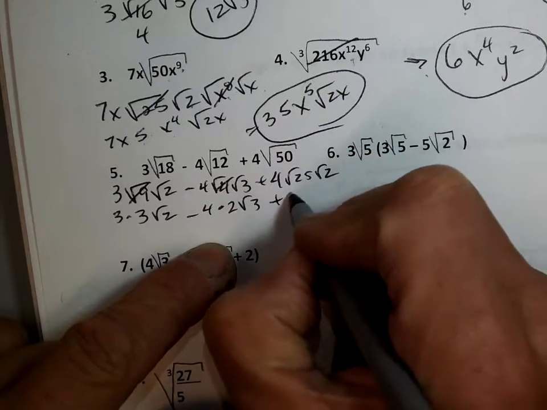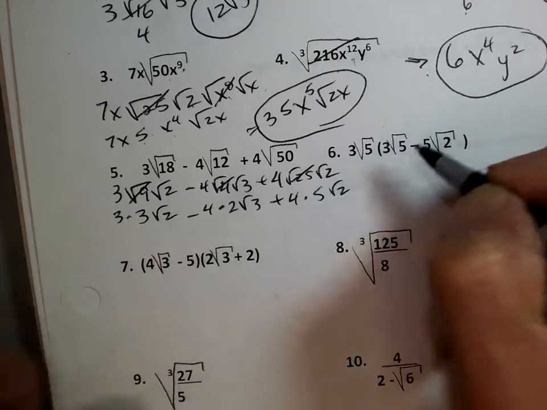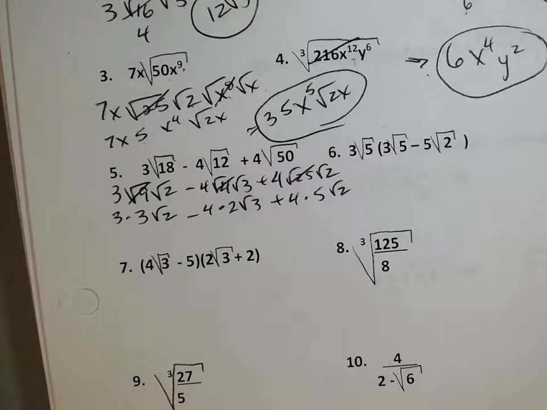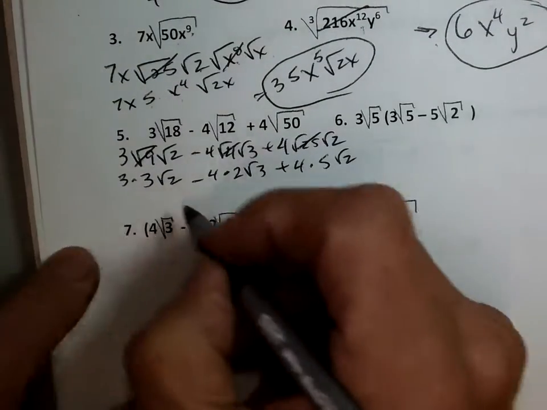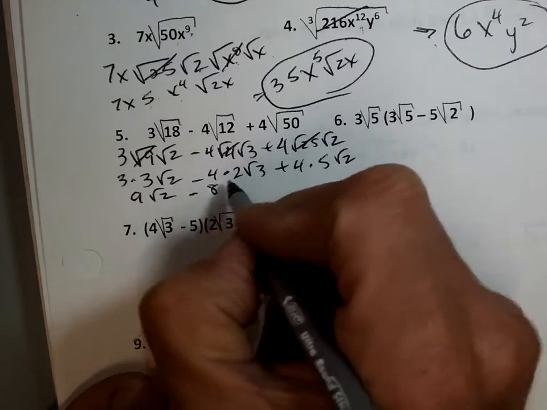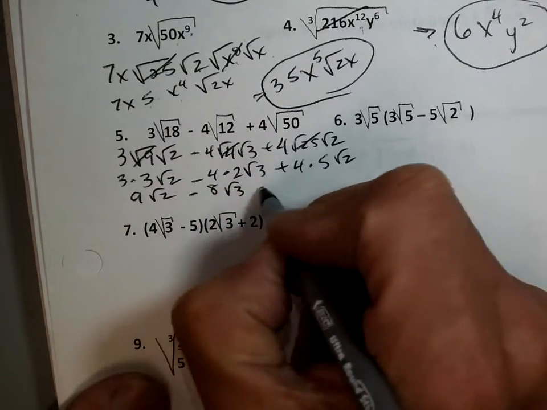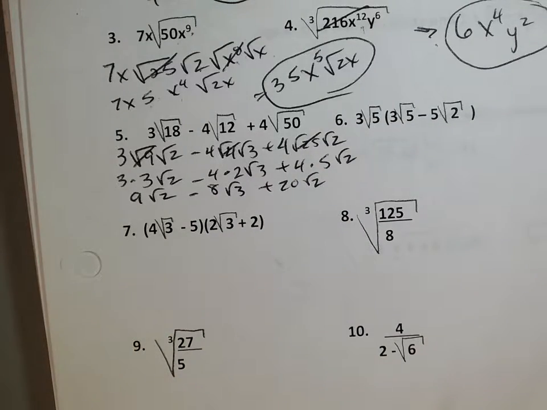If I break down the 25, the square root of 25 is 5 times the square root of 2. Okay, I'm getting close. Looks like I'll have some square roots of 2 when I'm done. So if I multiply through, I'll get a 9 square root of 2 minus an 8 square root of 3 plus a 20 square root of 2.